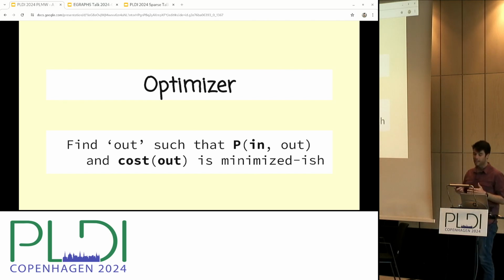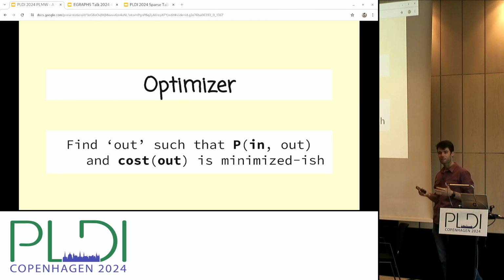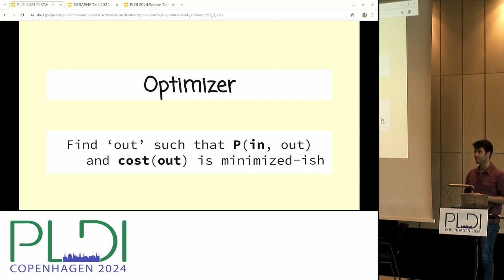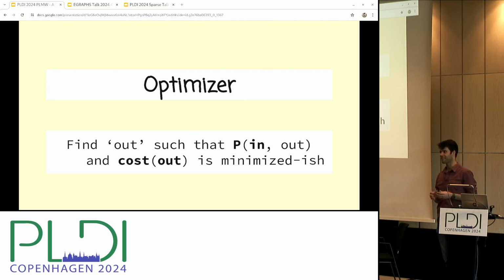It's worth noting that when we talk about compiler optimization or program optimization in programming languages, we typically mean minimized-ish. This is interesting because when you use the term optimization in a lot of other areas of computer science or mathematics, they really mean optimization. They mean that if it's not the optimal thing, it's incorrect as an answer. That's not typically what we mean. So we'll settle for minimized-ish.